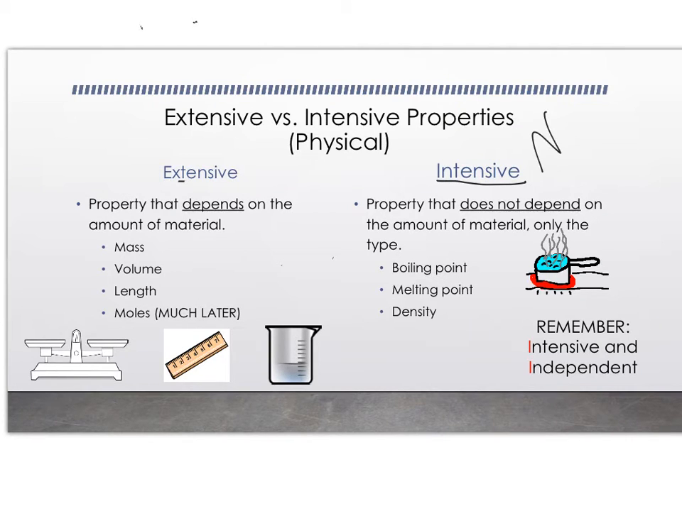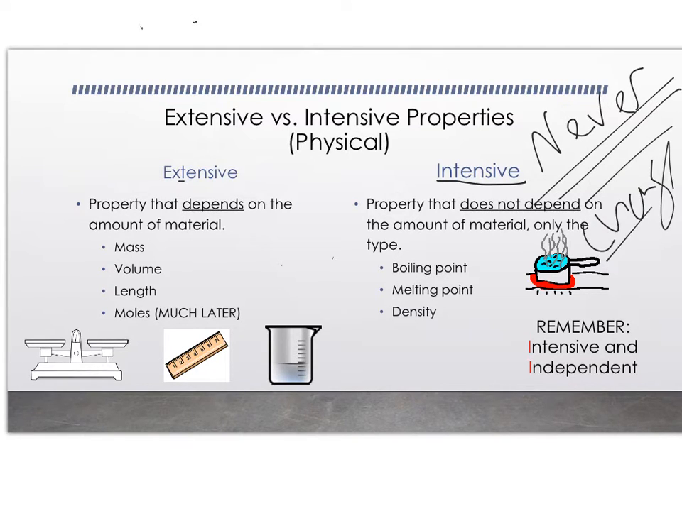They absolutely never change. So let me just write: change, never. So the property that does not depend on the amount of material only depends on the type. Again, it does not depend on how much is there, such as boiling point.